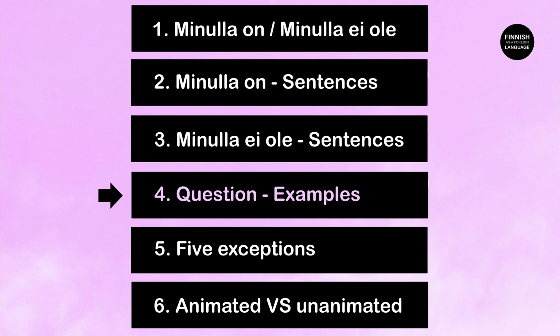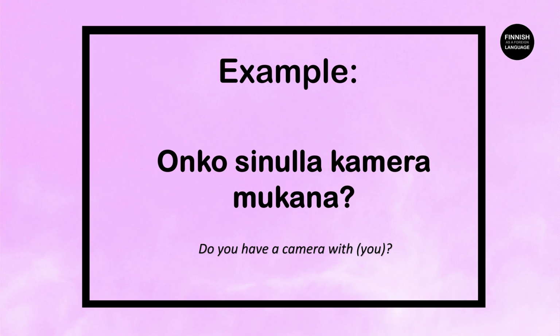Alright, now we move on to our next chapter, how to form questions. Onko sinulla kamera mukana? Means, do you have a camera with you? So today we already learned sinulla on means do you have, but when we want to form a question out of it, the word positions do change. So that's why we put the on to the first position in a question followed by the question marker ko. So that's why we say onko sinulla kamera mukana. Mukana means something like to have with or to have with you. So let's repeat. Onko sinulla kamera mukana? Do you have a camera with you?